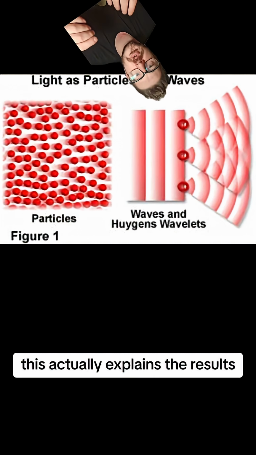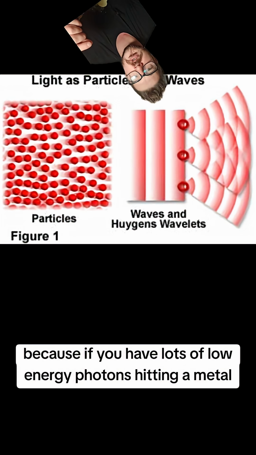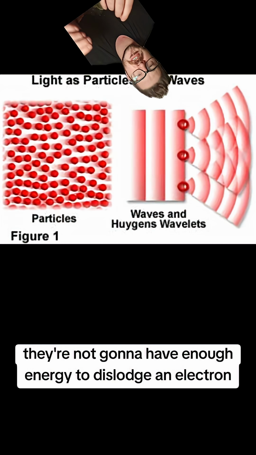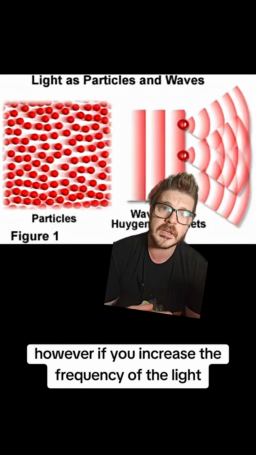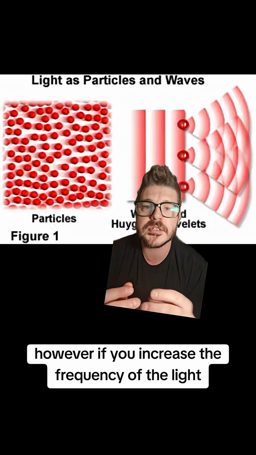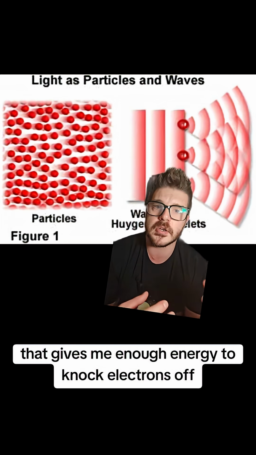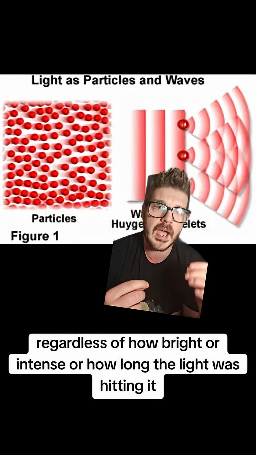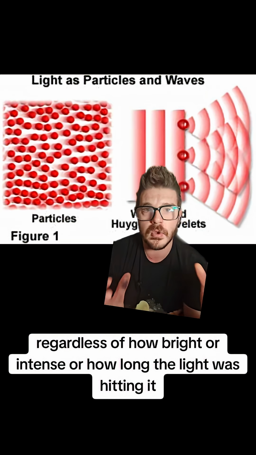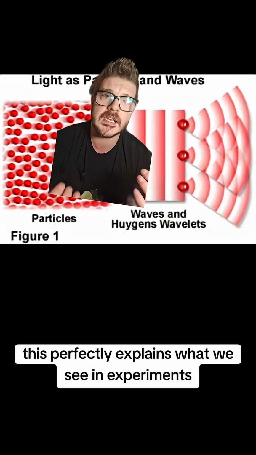This actually explains the results, because if you have lots of low energy photons hitting a metal, they're not going to have enough energy to dislodge an electron, regardless of how many there are that hit it. However, if you increase the frequency of the light, you increase the energy of the photons. That gives them enough energy to knock electrons off, and that means that you would get a current regardless of how bright or intense or how long the light was hitting it. This perfectly explains what we see in experiments.